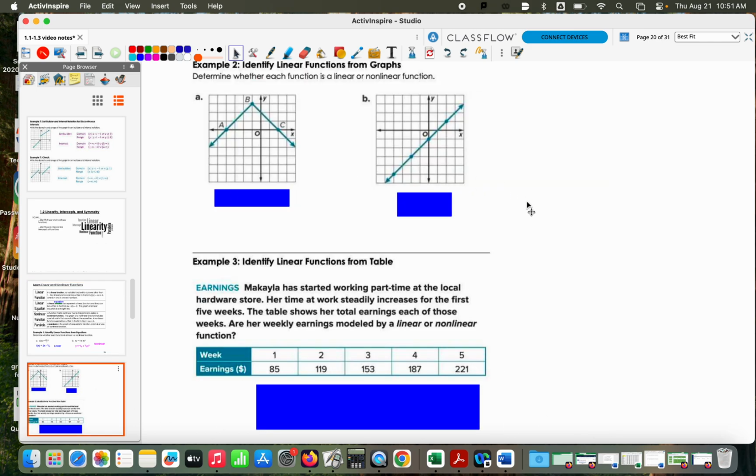It gets even easier when you actually see the graph. Clearly this one here is a straight line. We hit all those points that they're indicating there, so one straight line, so this one's definitely linear.